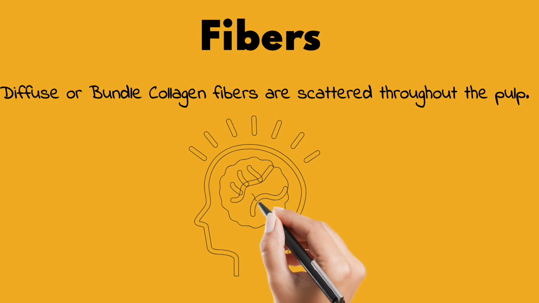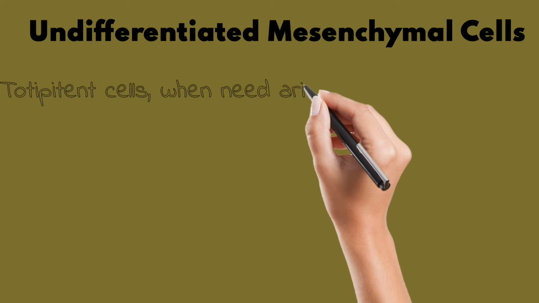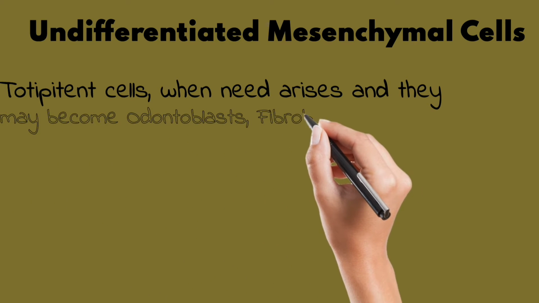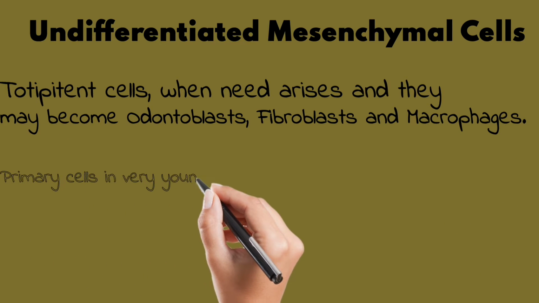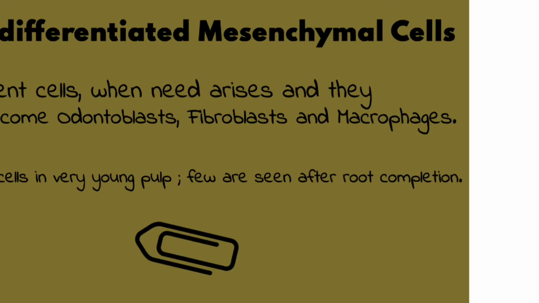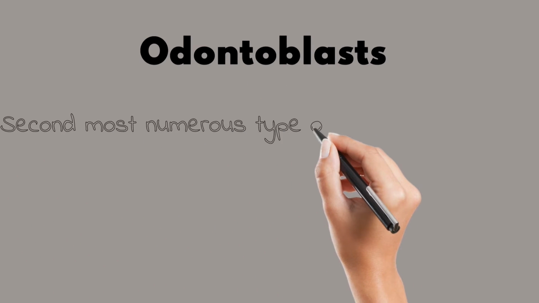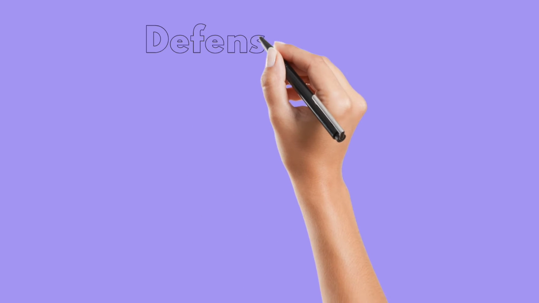Next, we have the fourth anatomical portion of the pulp, that is the undifferentiated mesenchymal cells. These undifferentiated mesenchymal cells are totipotent in nature, and they may become odontoblasts, fibroblasts, or macrophages depending on the need of the tissue. These mesenchymal cells are found mainly in the young pulp, and very few are seen in the older pulps. Next, we need to understand the odontoblast. These odontoblasts are the second most numerous types of cells in the pulp. If you don't know odontoblast, please see the dentin portion of the videos in my playlist.